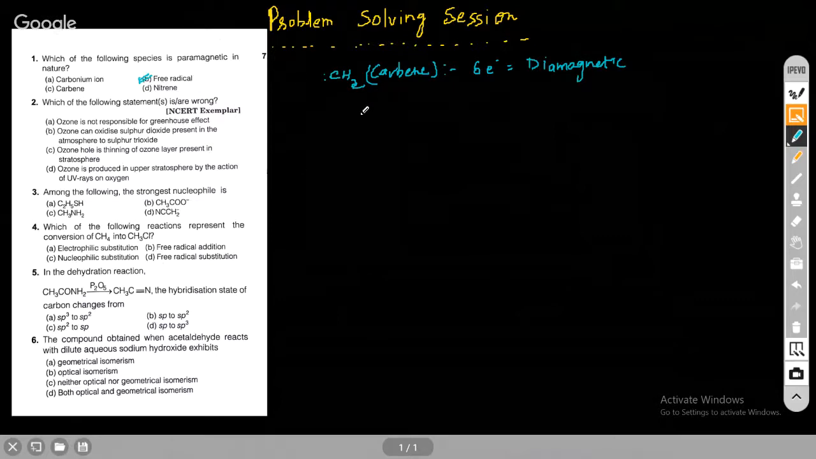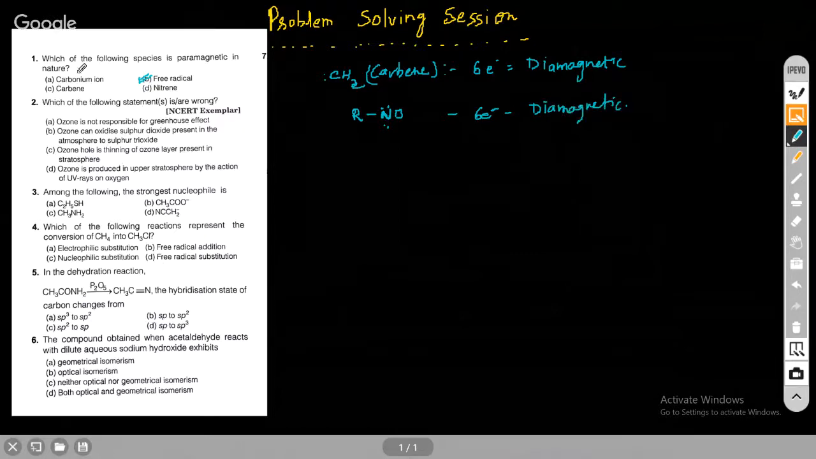Nitrene we have already discussed. Nitrene has, suppose RN, with two lone pairs and one vacant orbital, right? We have discussed this thing in the amines chapter, the formation of nitrenes and various cases. So this is nitrene. Again, the number of electrons is six, all are paired, so it is diamagnetic.